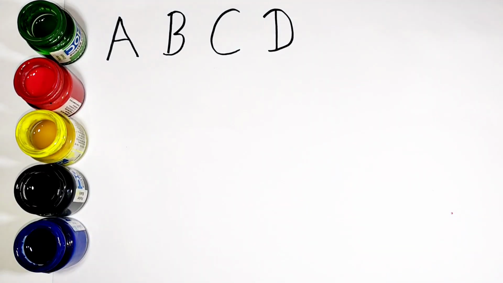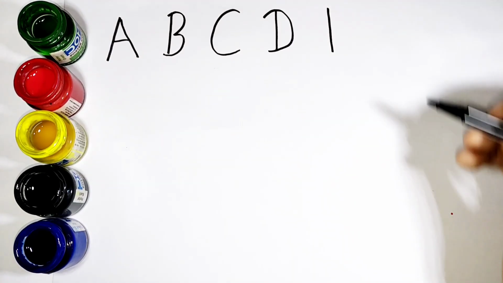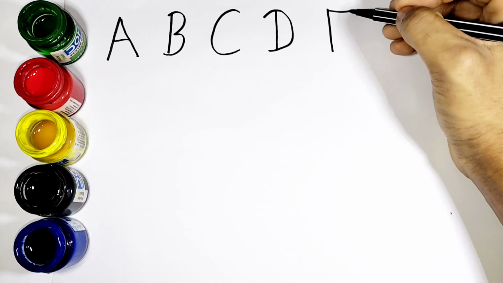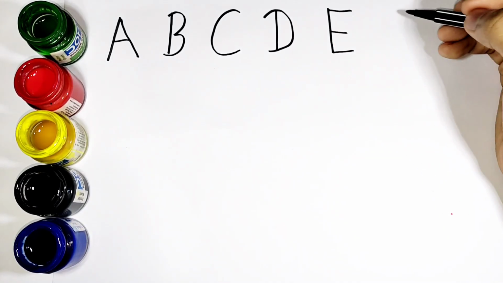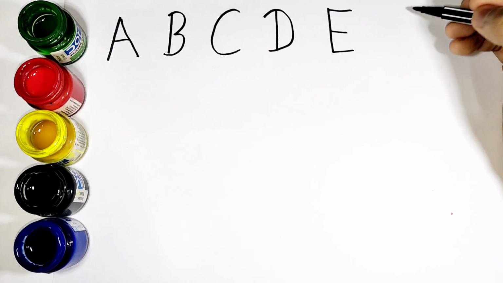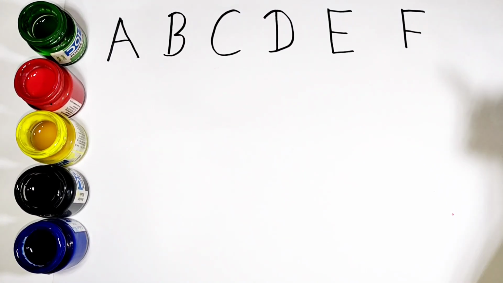The next one is D. D for dog, D for doll. Now we draw the alphabet of E. The next one is F. F for fish, F for fan. The next one is G.